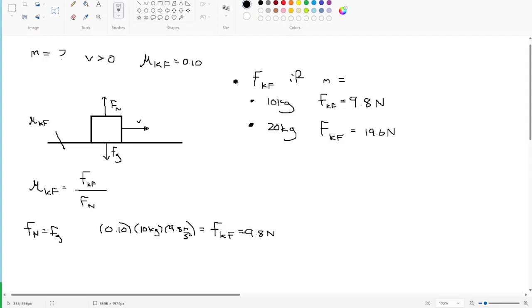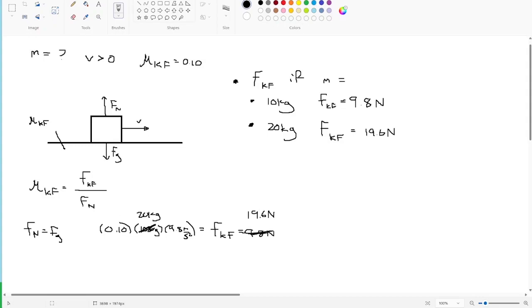The force of gravity is going to be the only thing that determines the force normal. So force of gravity, force normal. Force of gravity in this case is going to be 20 kilograms times 9.8. Then multiply that by the coefficient of kinetic friction, and you get the force of kinetic friction, which in this case is going to be equal to 19.6 newtons.